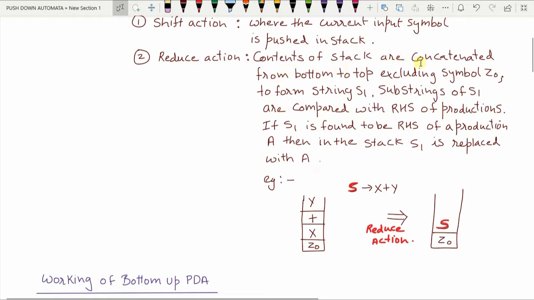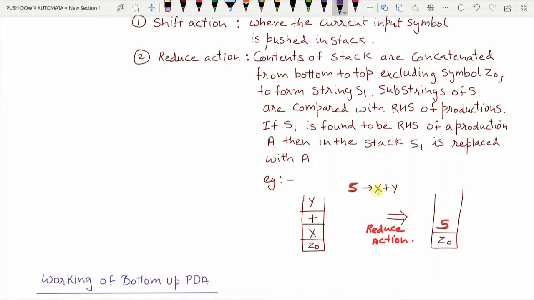So the contents of the stack are concatenated from bottom to top so that you get the original string x plus y back, to form substring s1. Now, x plus y is s1. What are the substrings of this s1? y individually is one substring, plus y is another substring, x plus y is the third substring, and only x is the fourth substring. So these are the substrings of s1.